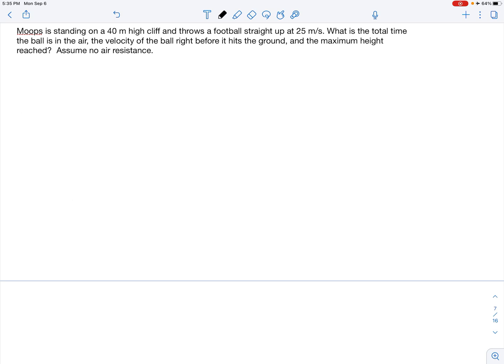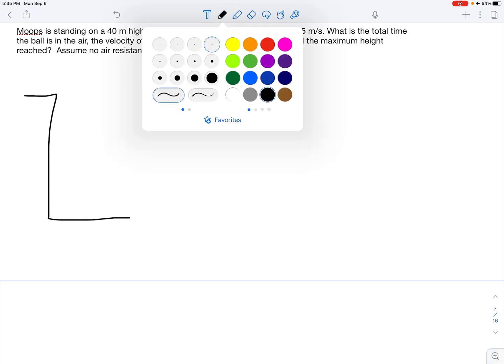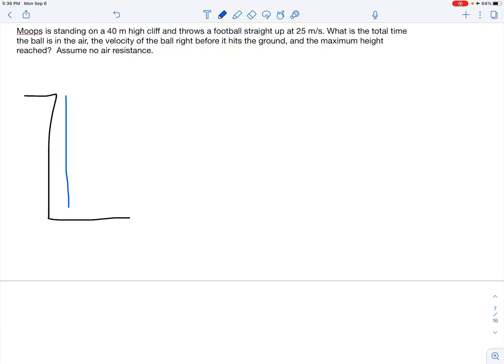Oops. Okay, so we got a cliff. It is 40 meters high. So our displacement is -40 because we're measuring it down. He throws it up at 25 meters per second. So that's from the top of the cliff up.